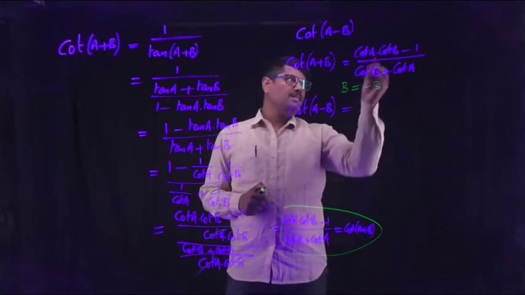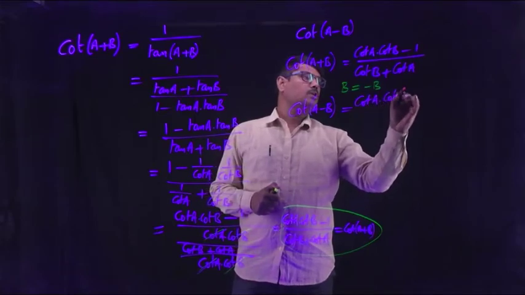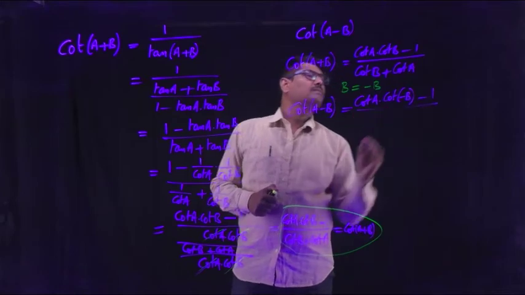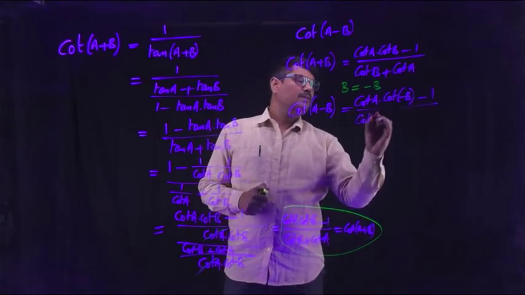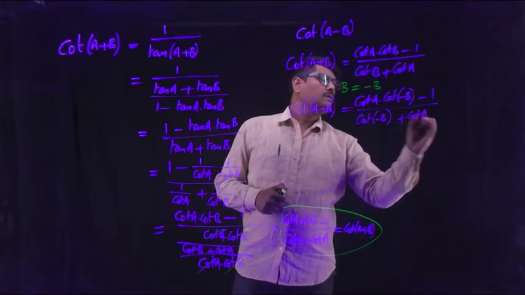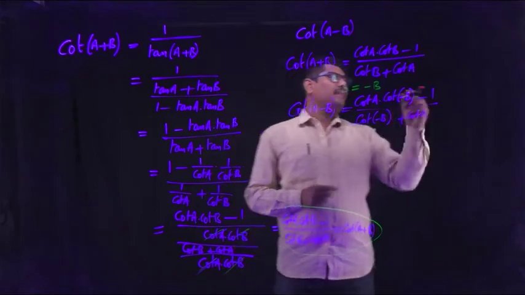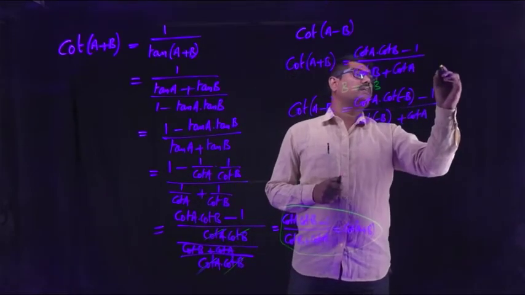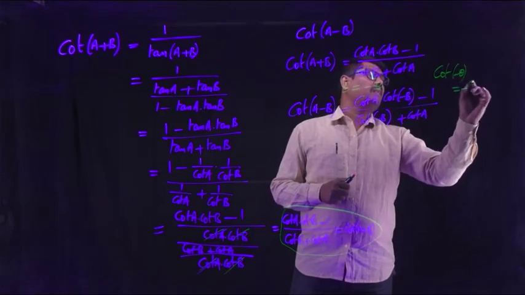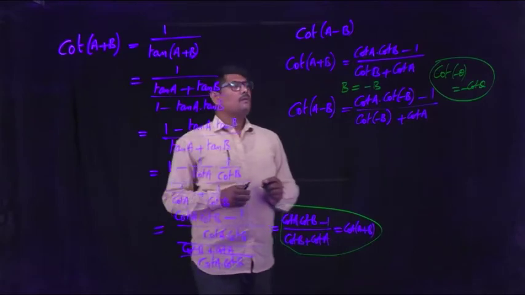Now replacing B with minus B, cot A into this will become cot minus B, minus 1 by cot minus B plus cot A. We know the value of cot minus theta. Remember, cot of minus theta is equal to minus cot theta.